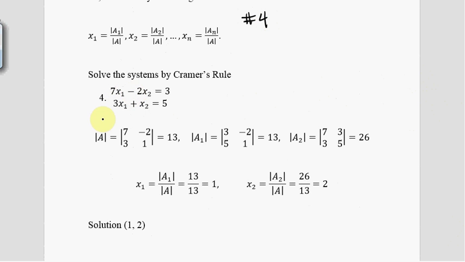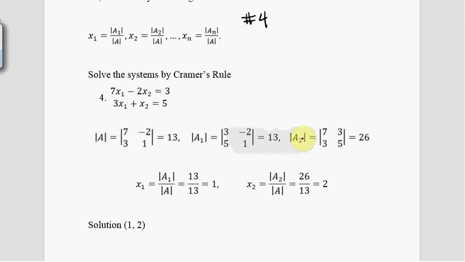So the matrix here, its determinant for A is going to be the entries 7, 3, negative 2, and 1. You get the determinant. A sub 1 is the matrix where I remove this first column and put in its place 3 and 5. So 3, 5, and then negative 2 and 1. You solve and get your determinant.